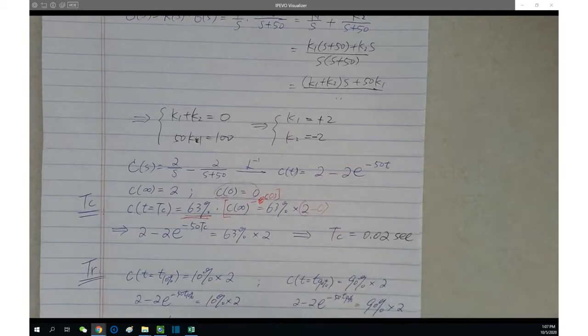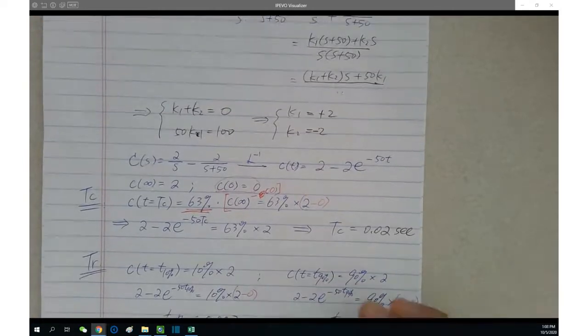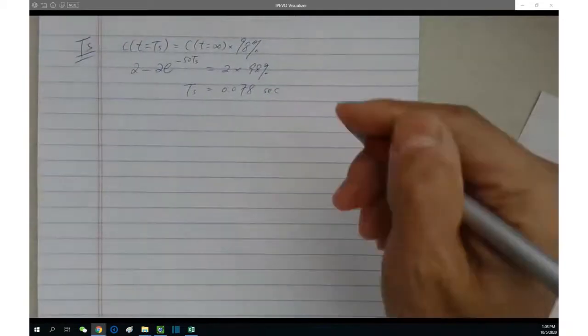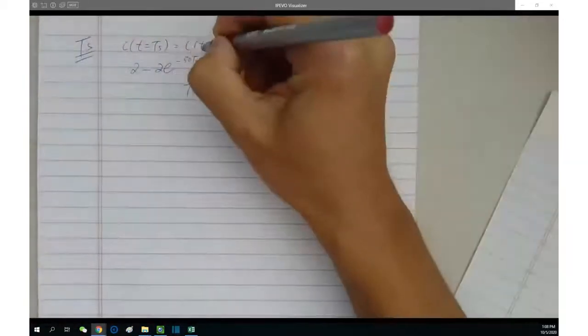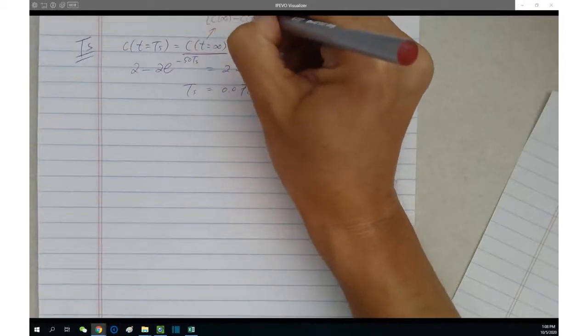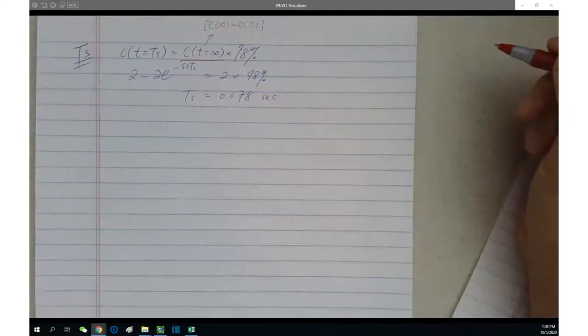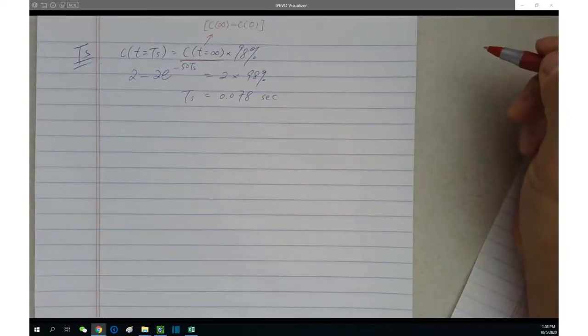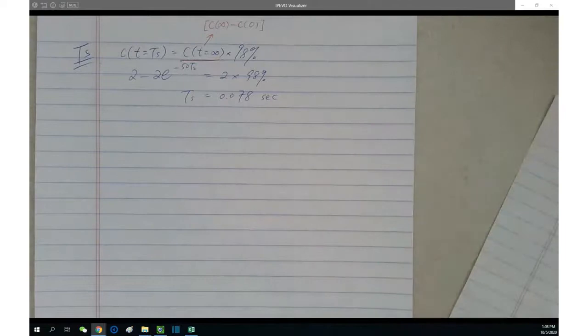Same thing here. Okay, same thing here. And to this one, same thing as well. This is C infinity minus C of zero. Your percentage means what? The percentage of the difference between the initial and the final value, not the final value itself. I don't know if this makes sense.